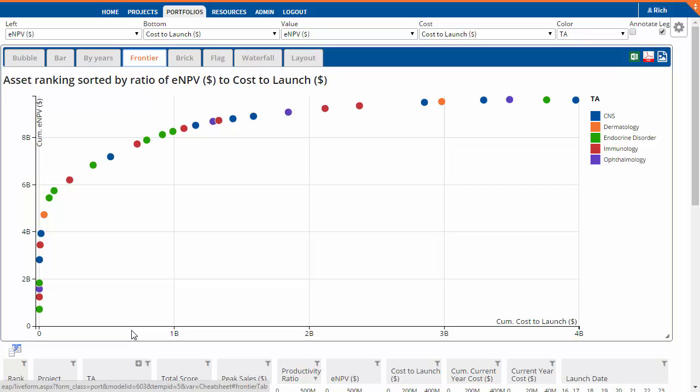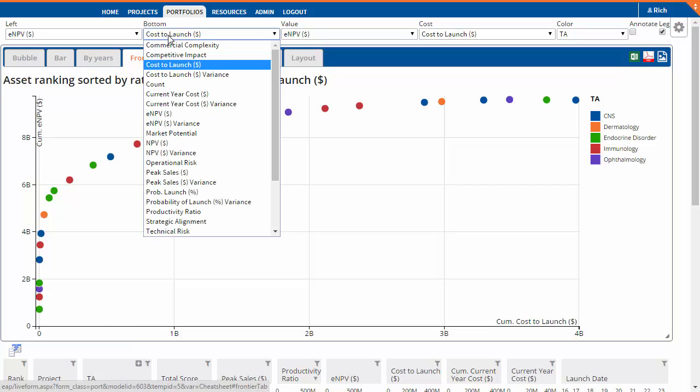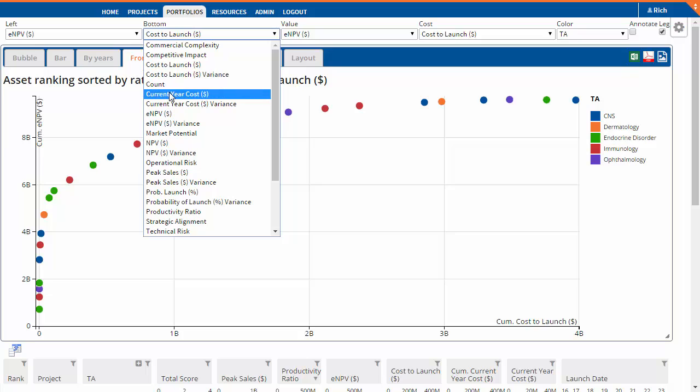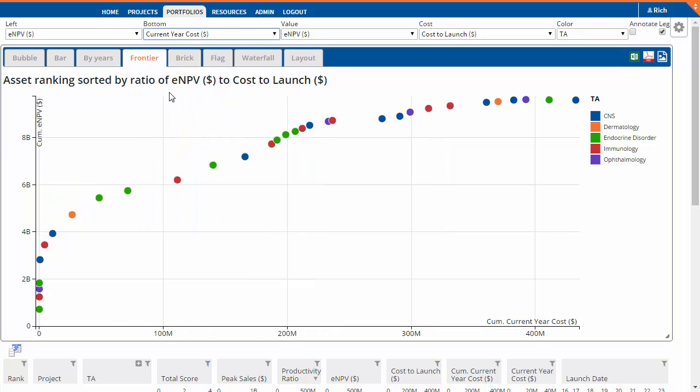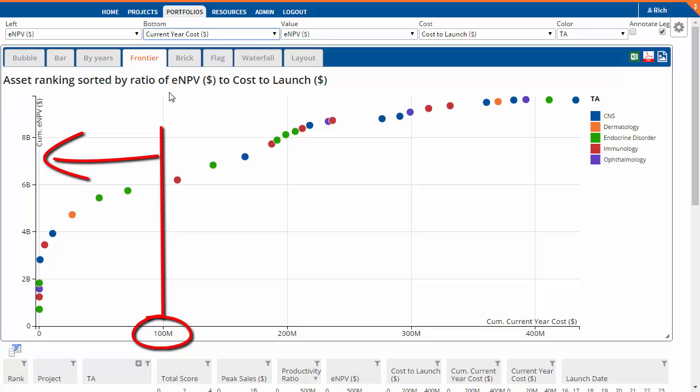We'll change the bottom axis to accumulate current year cost, rather than cost to launch, because we care more about next year's budget rather than cost to launch when we're making portfolio decisions today. You can then find your current budget on the x-axis and fund everything to the left, because those are the most productive projects. In this example, funding the 10 most productive projects will keep us under $100 million for current spending. So prioritization like this is seductively easy.